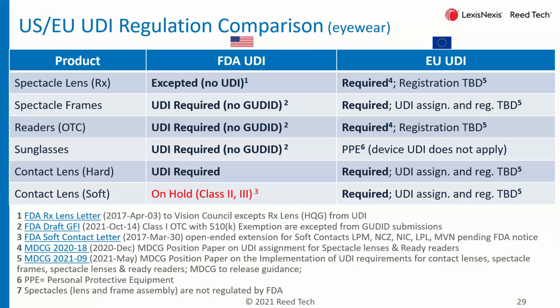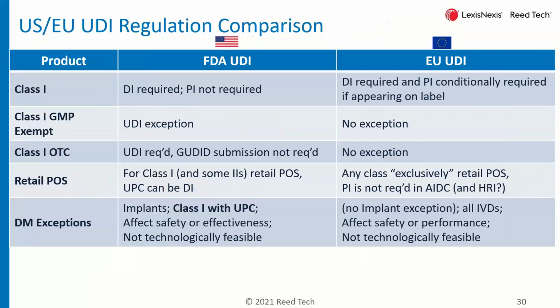And noteworthy is one in particular, sunglasses, which was a category that was previously required. Today, UDI is required, but no submissions to the GUDID database. And yet we see in the EU, it's considered personal protective equipment, and device UDI does not apply. So you can see it's a very distinct difference between how each particular mandate is handling these products. Something to keep in mind as you look to plan globally.